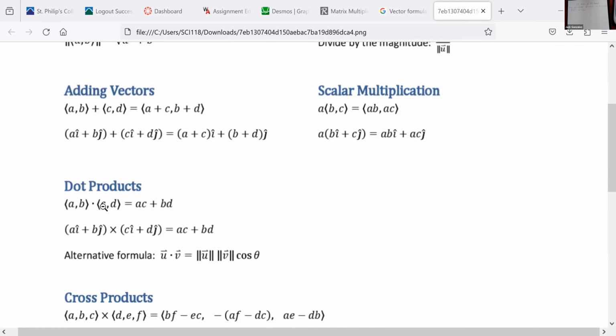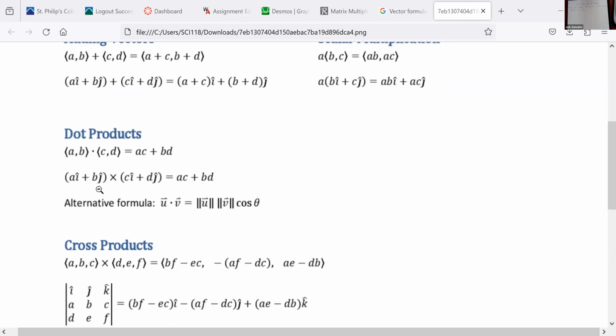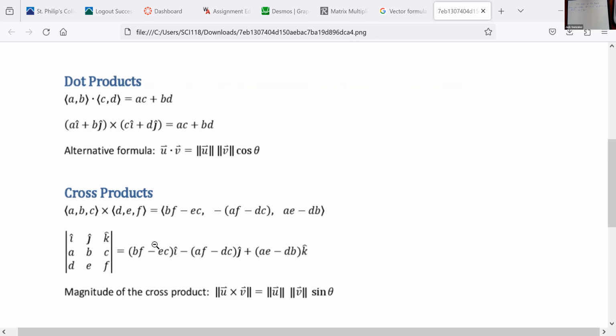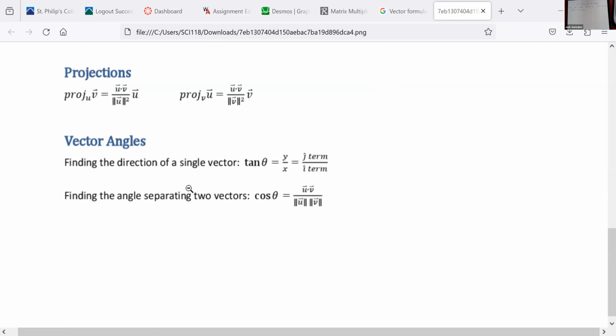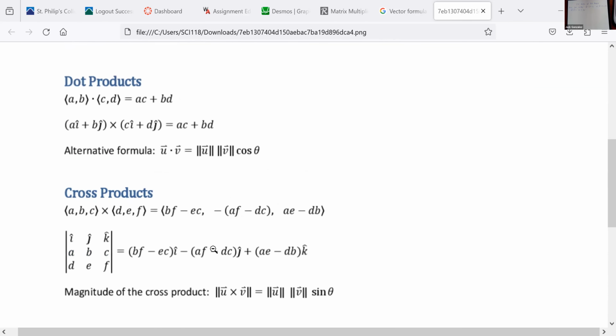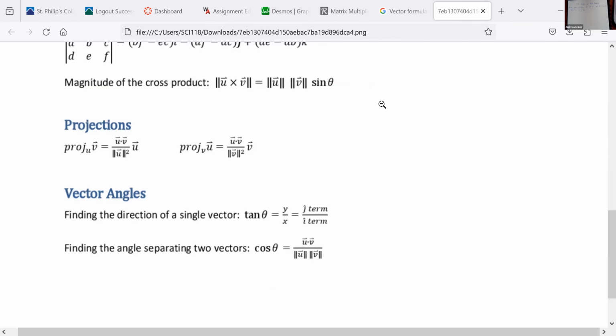And here's both notations. Dot product is what we just did. You multiply the first component with the first, ac, plus b times d. And there's the ij version, same stuff. This is another way to do the dot product: you do the magnitudes times cosine of theta. Cross we'll talk about later. I'm not sure if we'll do any of these, but we'll see. Well, the angle we will, but I don't know about projections.